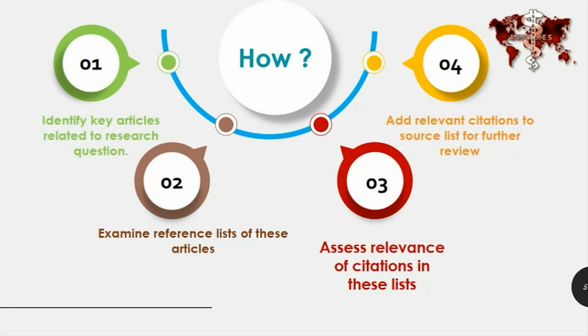And fourth, add relevant citations to the source list for further review. After determining which citations are relevant, these can be added to a comprehensive source list for further detailed review. This helps in organizing the resources that will be cited in your own research or literature review.